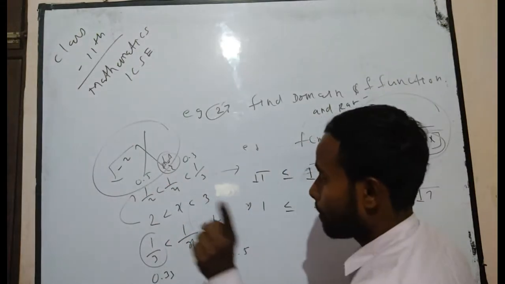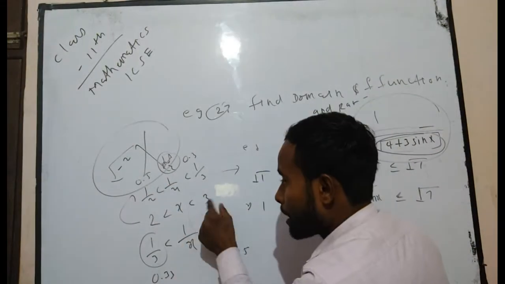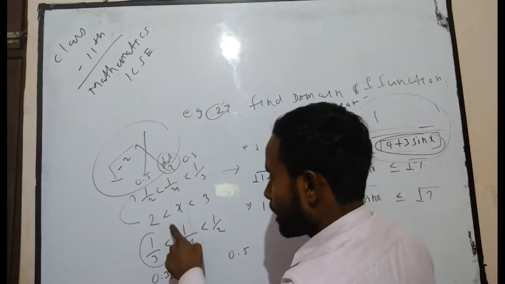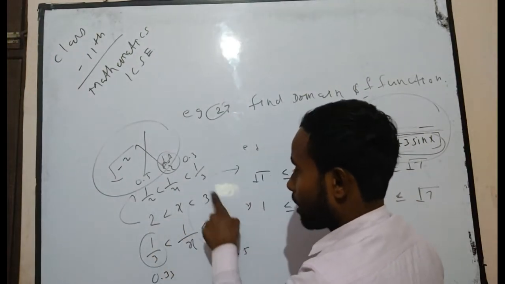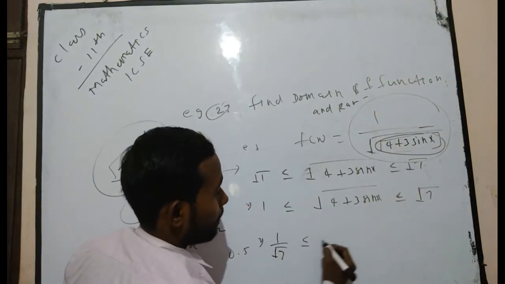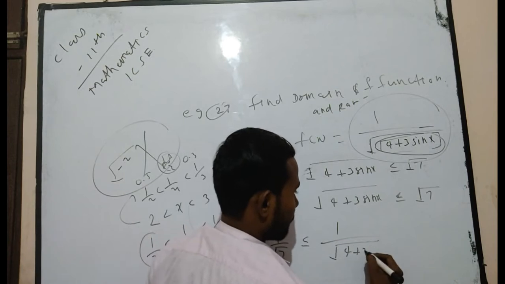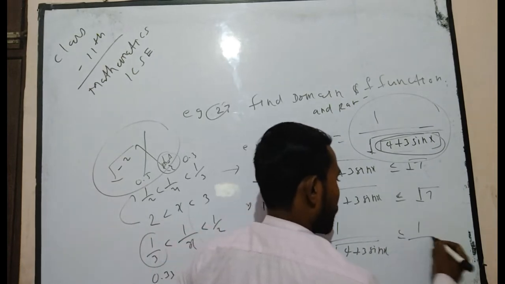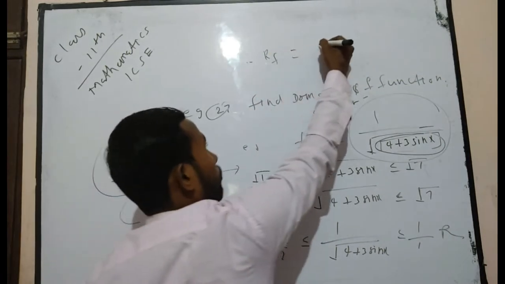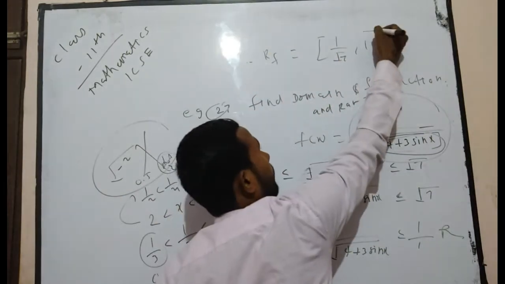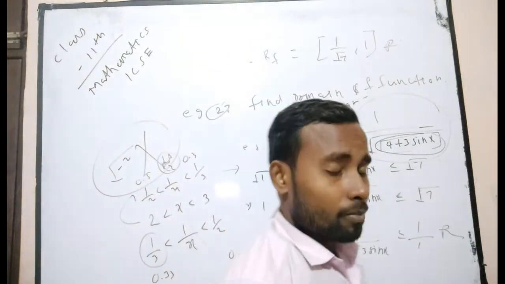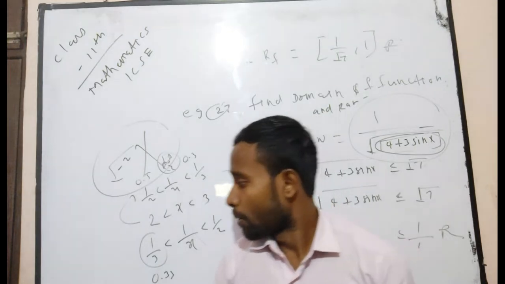So you have to write, be careful here. If you find the reciprocal of x, in that case 1 upon x is greater than 1 upon 3 and less than 1 upon 2. So if you find the reciprocal, you get 1 upon root under 7 is less than or equal to 1 upon root under 4 plus 3 sin x, which is less than or equal to 1 upon 1. That means the range of this function is 1 upon root under 7 to 1. It is the range of this function. I think you understand my point. Be very careful.